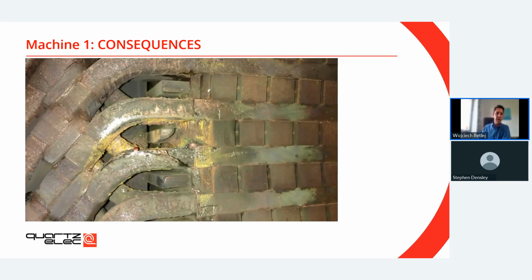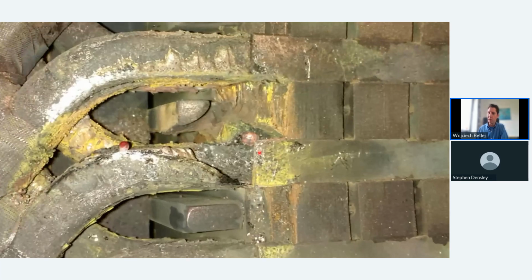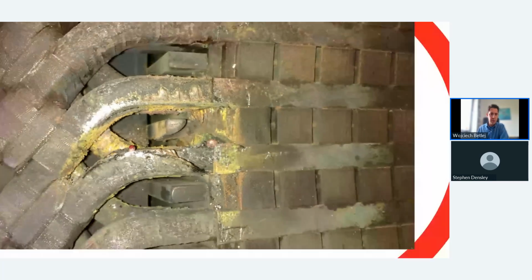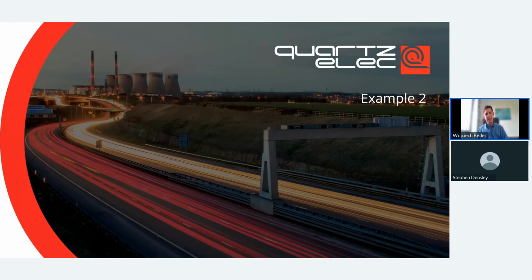So these are the consequences. Let's look closely at what happened. There was an air fault at the slot exit, and you can see not only a damaged coil at the slot exit, but also a damaged core. So that repair was quite expensive, unfortunately. So this is what happens when you miss that spot, when you have slot partial discharge increasing over time. Now, let's go to example number 2.